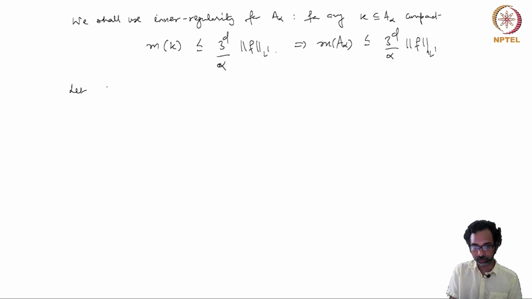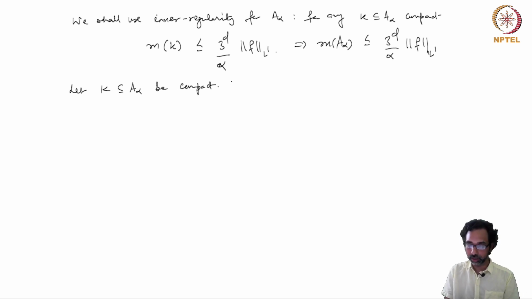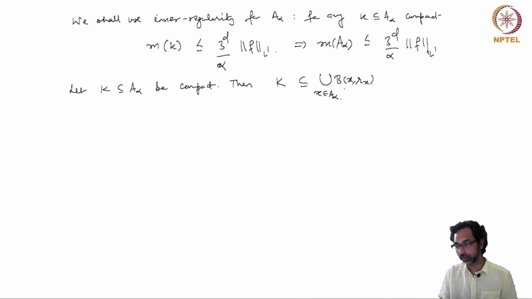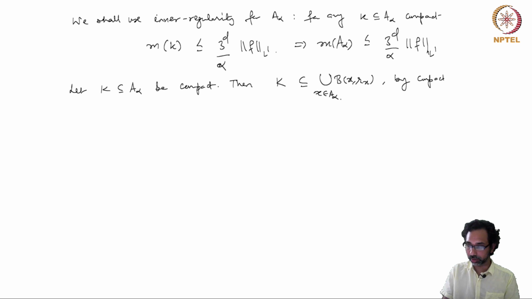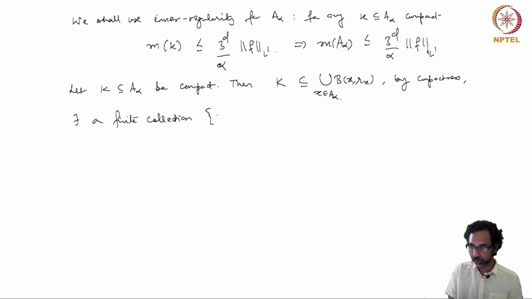So let K be a compact subset of A alpha, then K is covered again by the union of all these balls B(x, rx), and by compactness there exists a finite collection, let's say x1, x2, so these are the centers of these balls, up to xn.